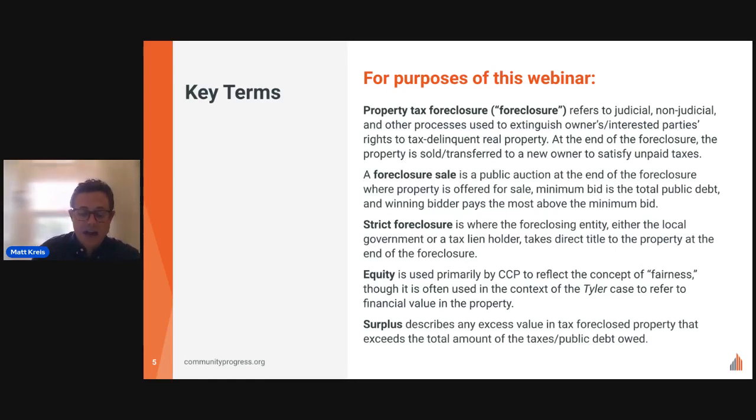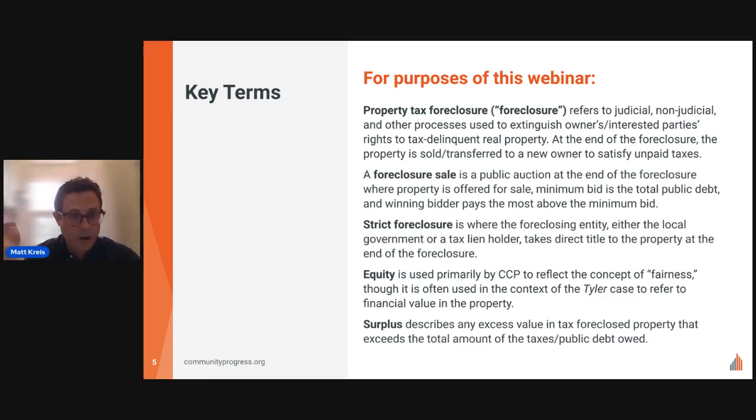Okay, and I want to talk through this. So I'm going to use the term property tax foreclosure or foreclosure in this. There are a range of different processes that a lot of counties and municipalities and even states use, primarily where there's tax delinquent properties. They use these processes to extinguish the owner or interested party's rights to the property. And then at the end of the foreclosure or enforcement event, the property is then sold or transferred to a new owner, right? So that's what I mean when I say foreclosure.